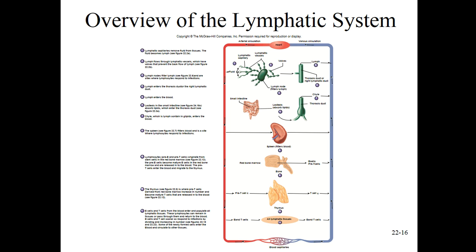Here's a nice overview of the lymphatic system and the things that we've learned so far. Fluid reabsorption, right? Arterial fluid that's lost is collected through the lymphatic capillaries and then filtered through the nodes, eventually re-entering circulation either in the thoracic duct or the right lymphatic duct.